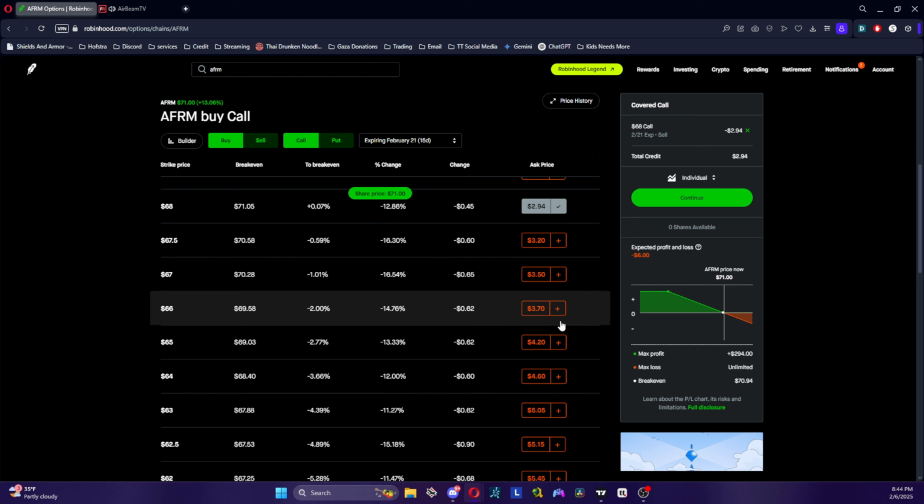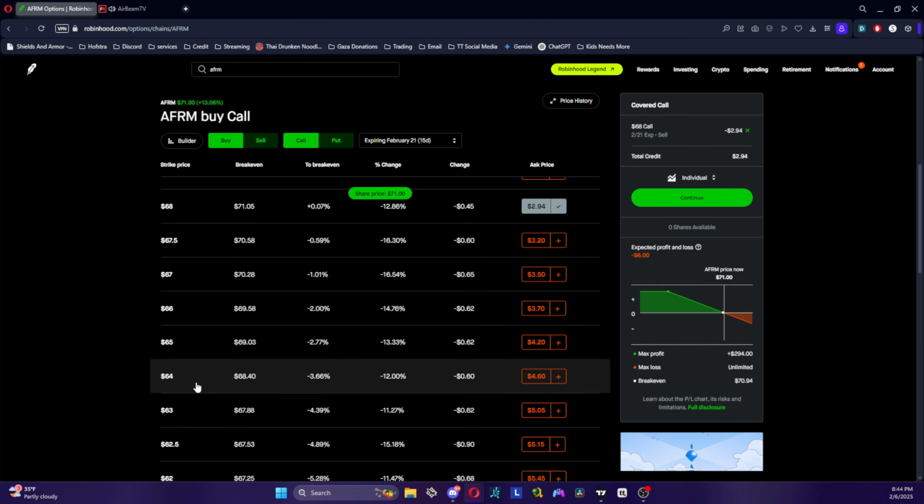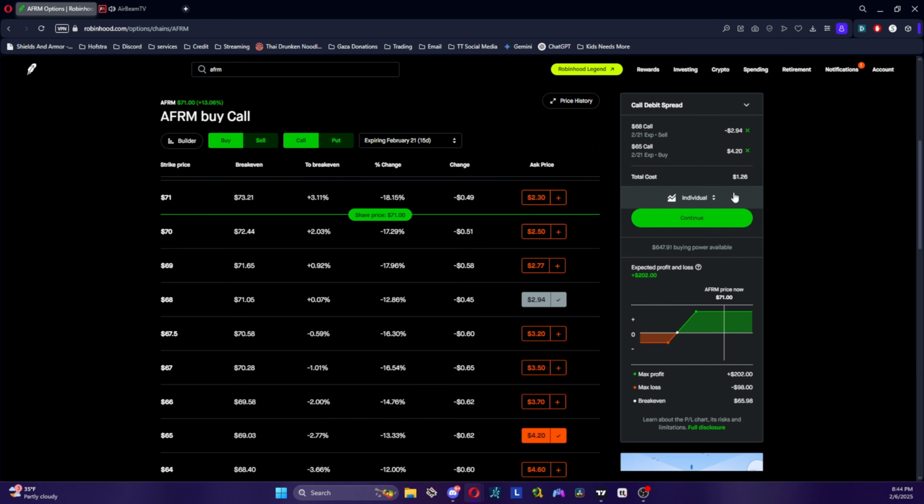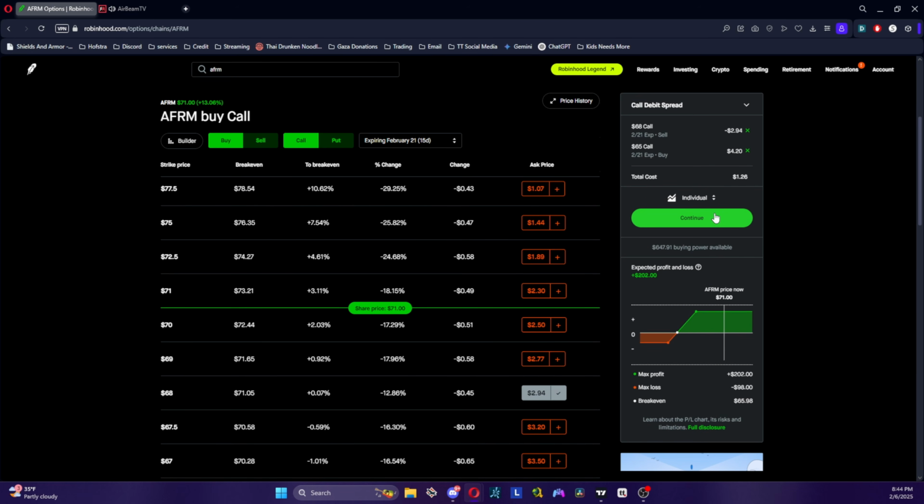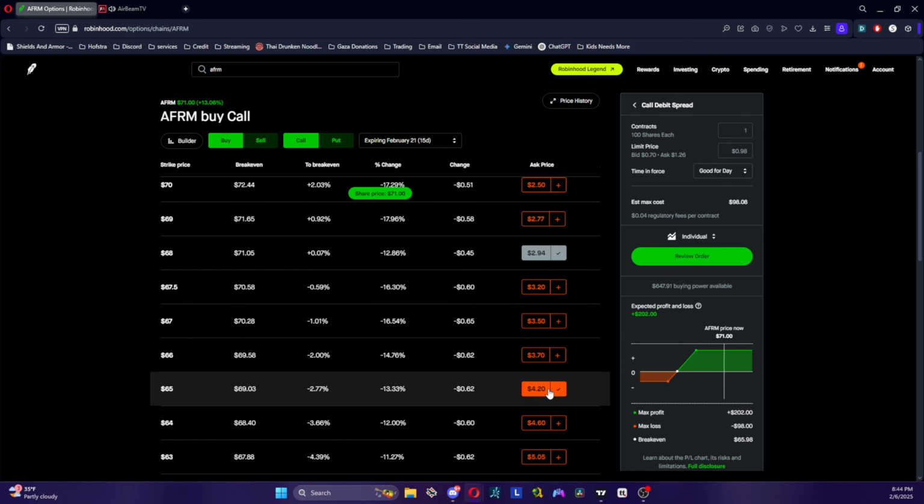Now, let's say you want more max profit, you of course need to get a wider spread. So let's say you want to look at the 68 and 65. Let's look at this debit spread. Your cost will be, let's see, 420.